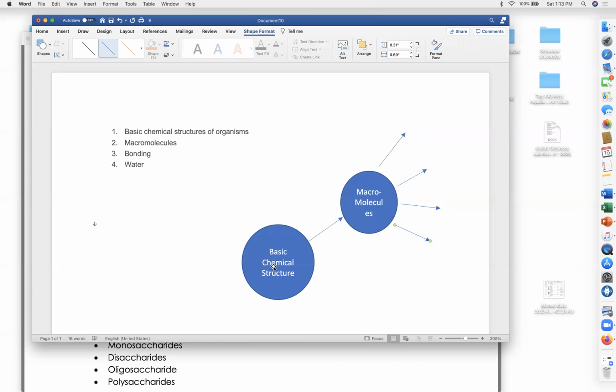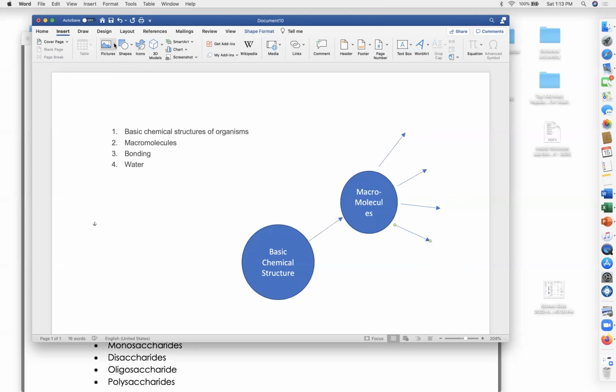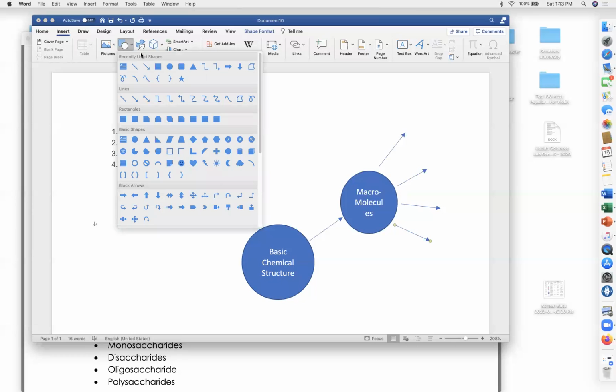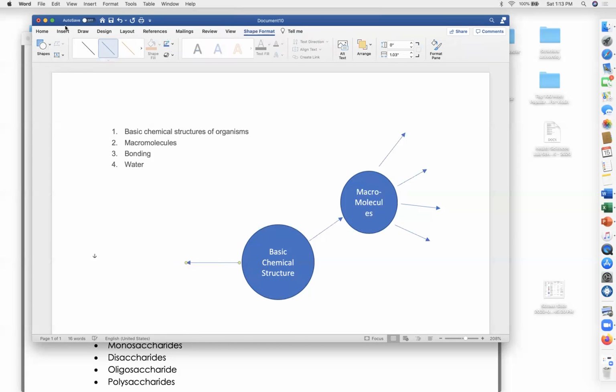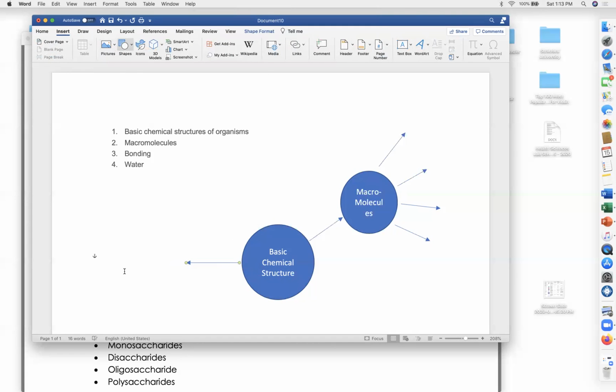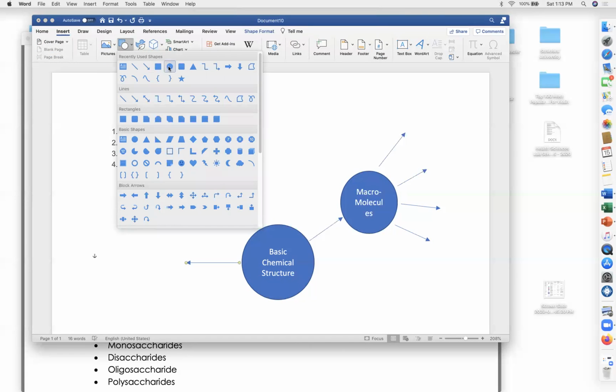Now, isn't the basic structure also about bonding, right? Then of course. Now, to get to your question regarding bonding, let's look at bonding. So I could do this. I could draw another arrow because the main topic is the basic chemical structure. All right. And then another circle, and that circle would be bonding.